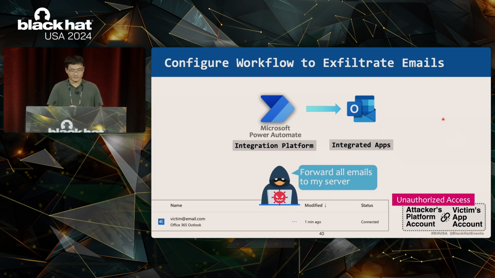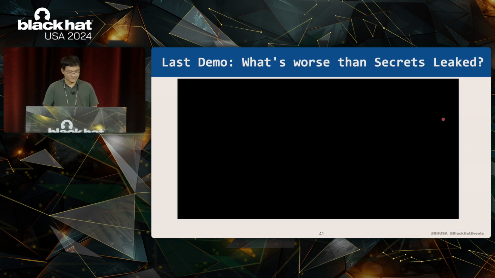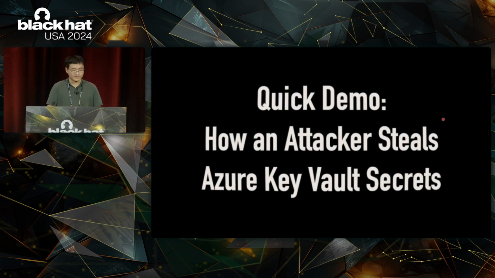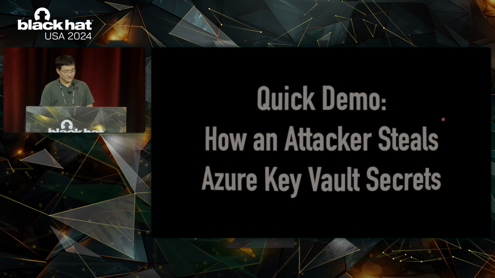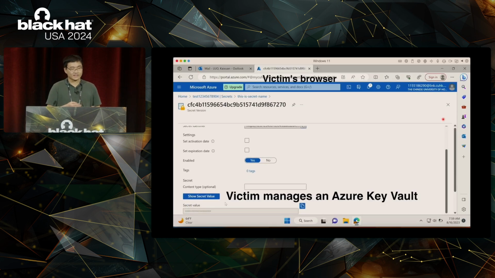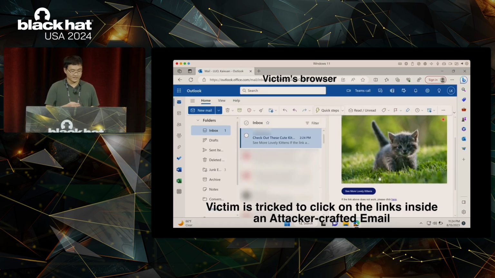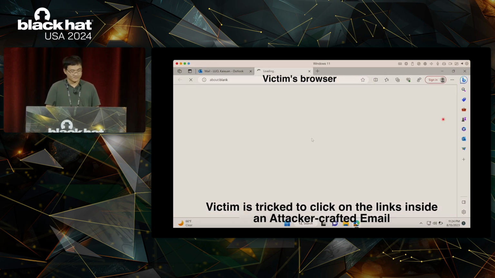Eventually, the attacker could just simply put up a workflow and use the stolen Outlook account of the victim, like forwarding all the victim's emails to his own server. With the same attack technique, we could even leak more confidential data, like this. We could leak the API keys or the secrets from the key management service of Azure, the so-called Azure Key Vault.